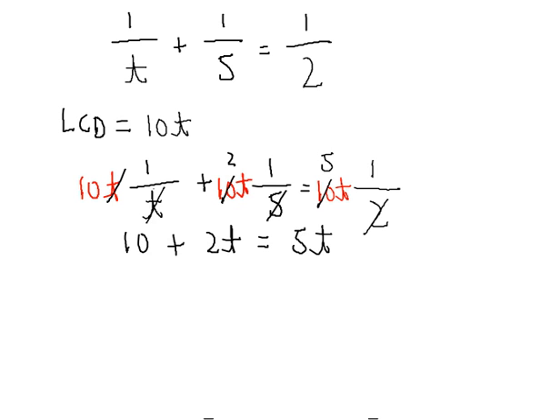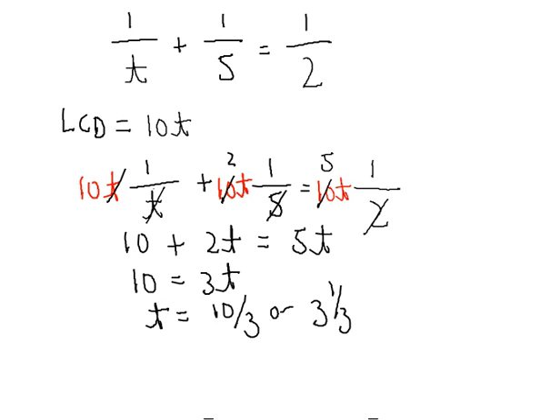If we subtract 2t from each side, we end up with 10 being equal to 3t. Dividing each side by 3, we end up with t being equal to 10 divided by 3. In this case, we don't want to leave it in that form, but we want to change it to a mixed number, which will be 3 1/3.